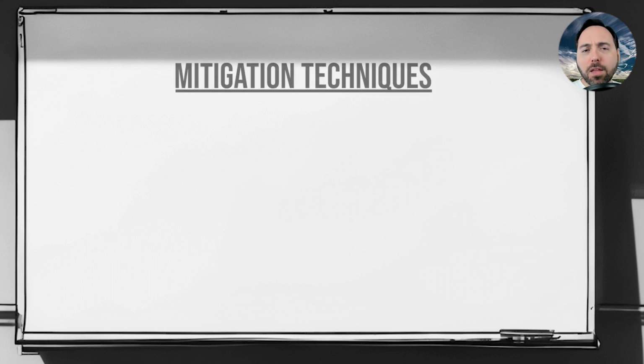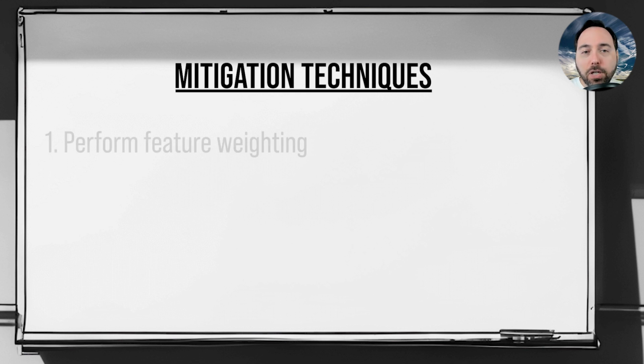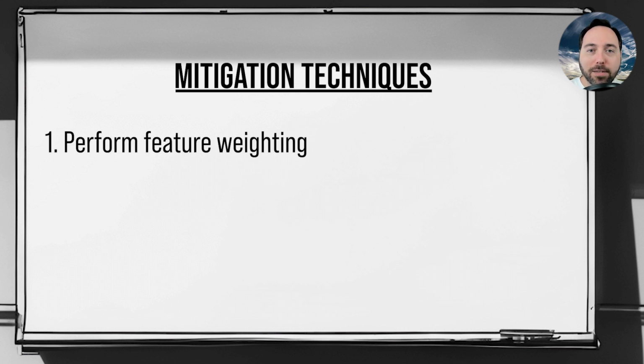So what can we do about it? Well, there are a few techniques we have available to us to mitigate the impact of the curse of dimensionality. First, we can perform feature weighting, similar to regression. The idea is we apply a weight to each feature. We can adjust those weights according to classification error and continue until we have achieved an acceptable level of accuracy.